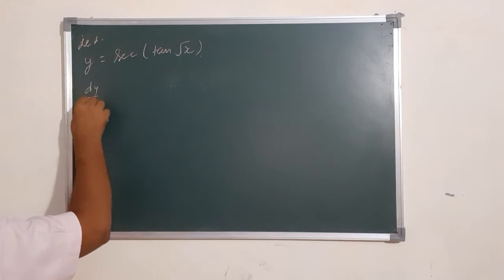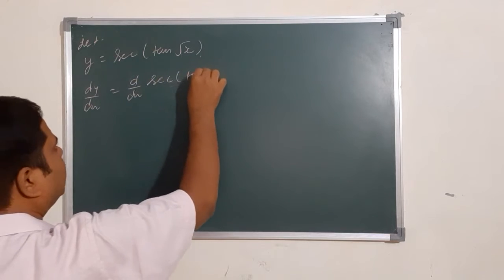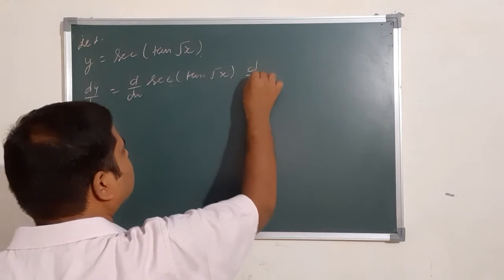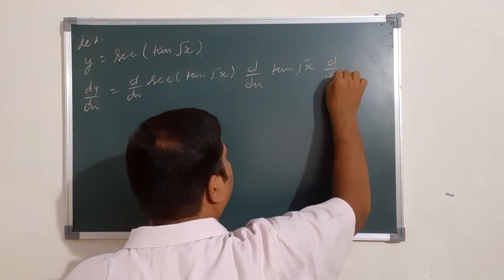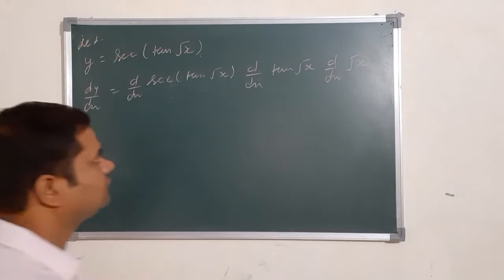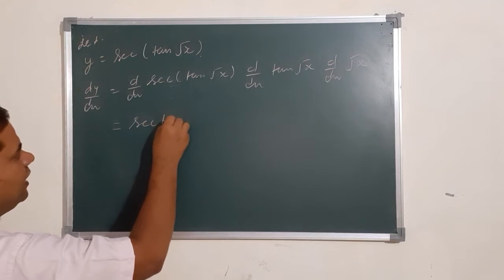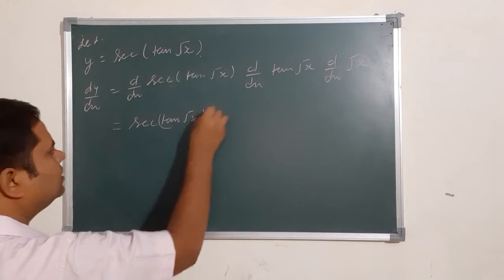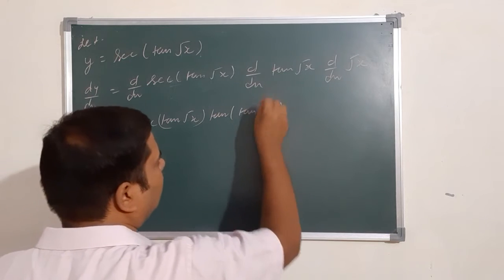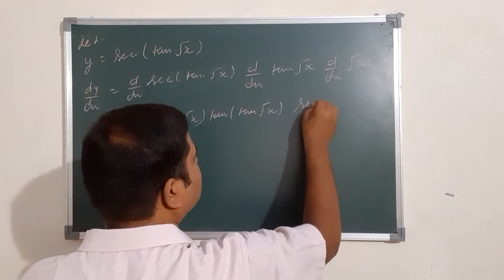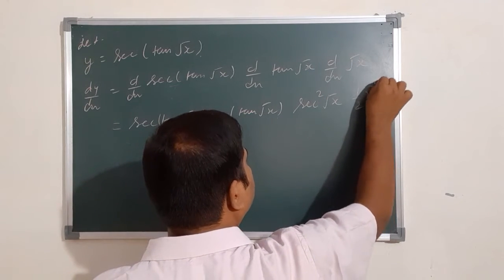Now dy by dx is nothing but dy by dx of sec tan root x, d by dx of tan root x, and d by dx of root x. This is the direct rule. So sec tan root x into tan root x, and this is sec square root x, and this is 1 by 2 x to the power minus 1 by 2.